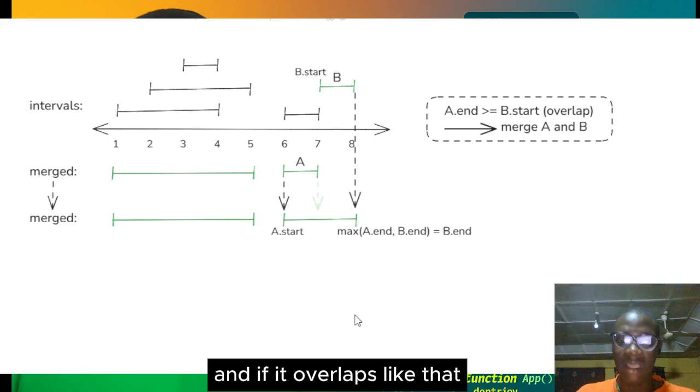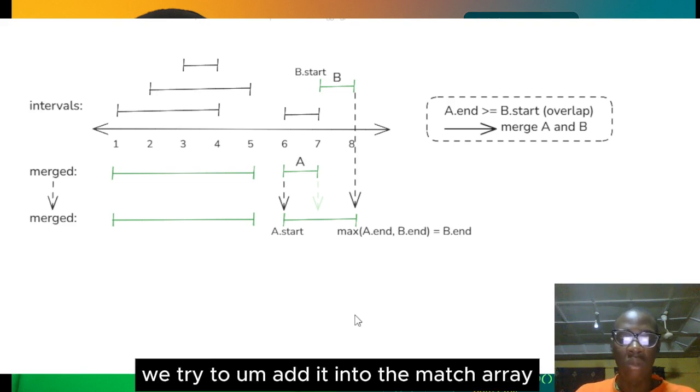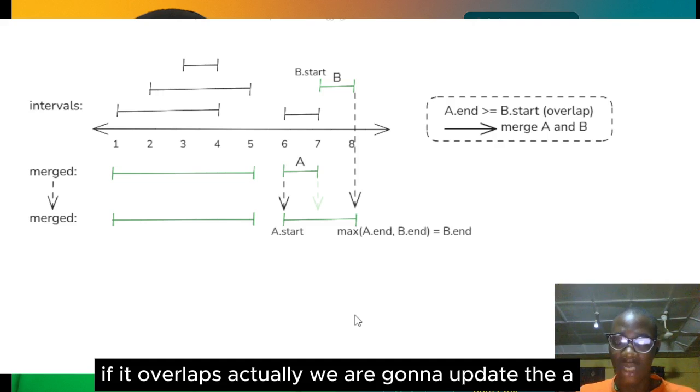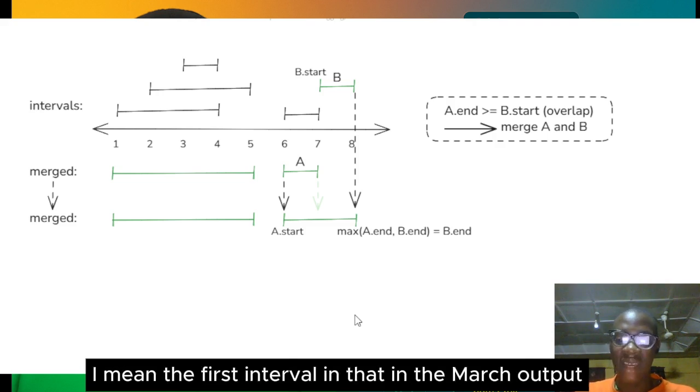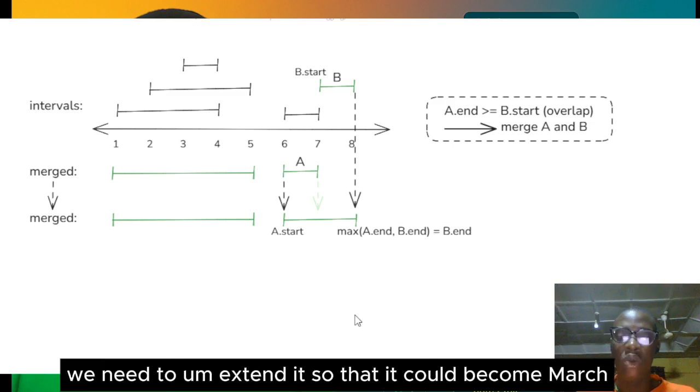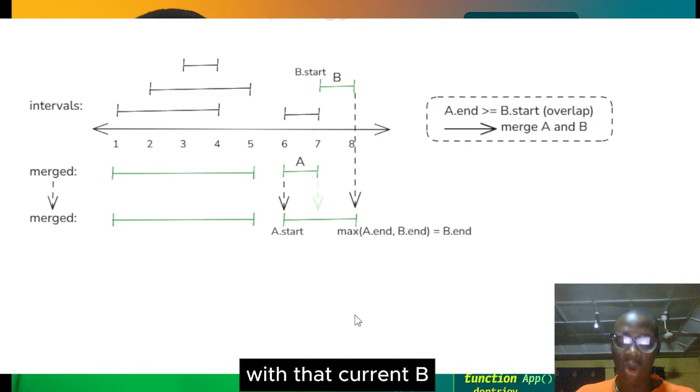If it does not overlap, we add it to the merge array. If it overlaps, we update the last interval in the merge output, in the output array of intervals. We need to extend it so that it becomes merged with the current b.